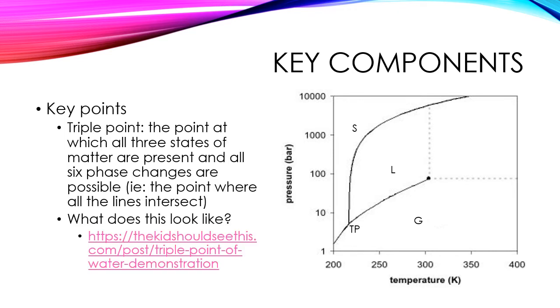There are two key points on this graph, the triple point and the critical point. The triple point is the point at which all three states of matter are present and all 6 phase changes are occurring. This is the point where the three lines intersect that we mentioned before. If you'd like to see what a triple point looks like, there is a link provided on this slide that you can follow to watch a demonstration of what water looks like when it is at its triple point.